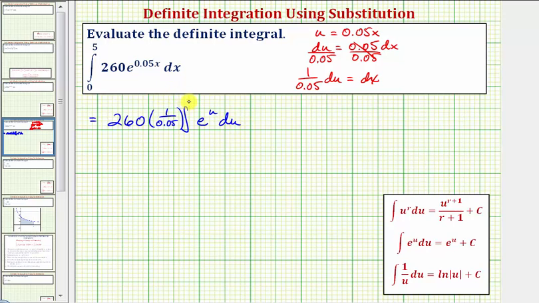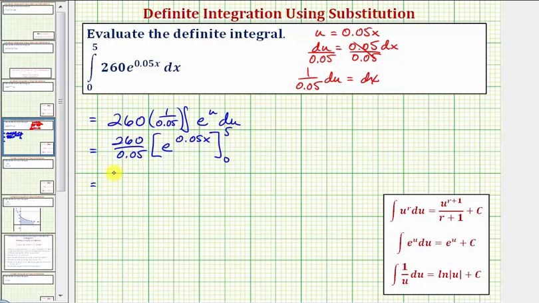We will not include the limits of integration here because the limits of integration given here are for x, not u. So let's go ahead and rewrite this as 260 divided by 0.05. And again, the integral of e to the u with respect to u is e to the u plus c. But because we have a definite integral, we'll leave off the plus c, and e to the u would actually be e to the 0.05x. And now because we have the antiderivative in terms of x, we'll again include the limits of integration, which are from 0 to 5.